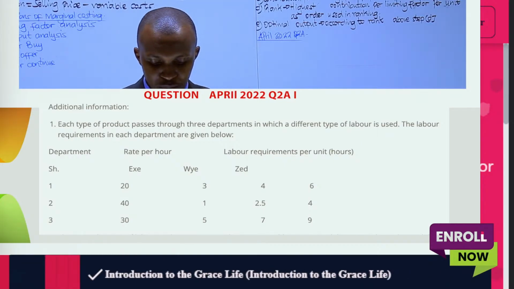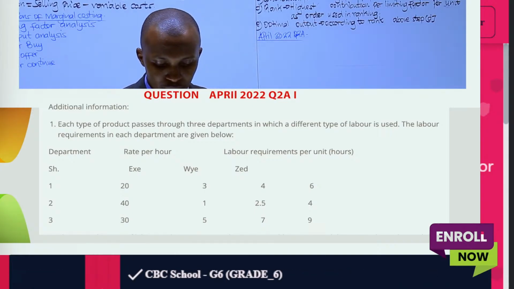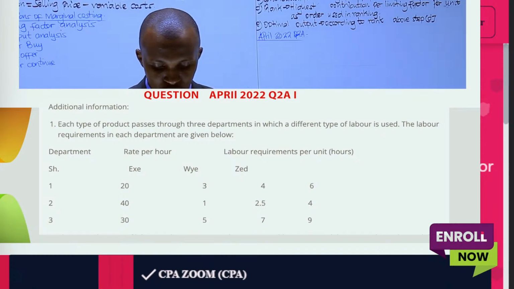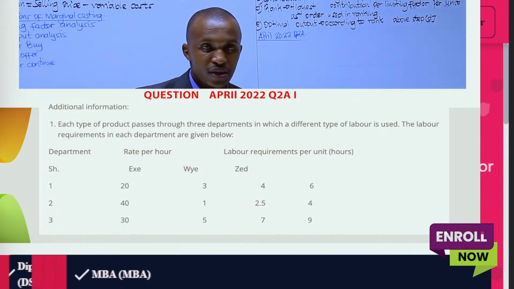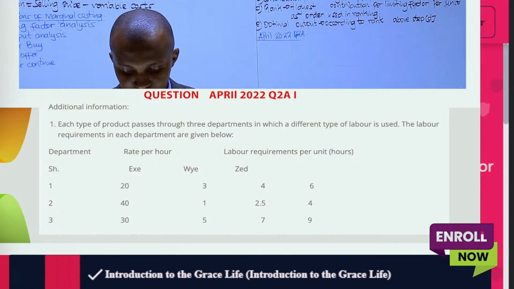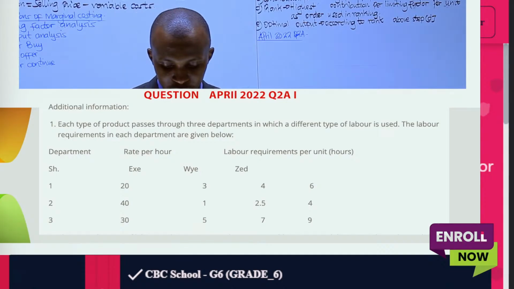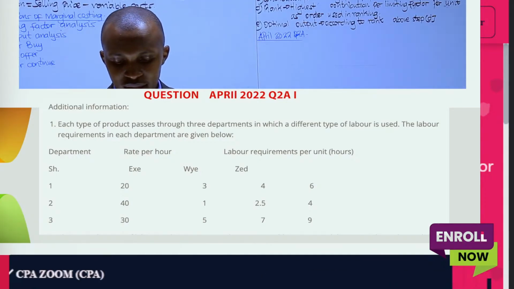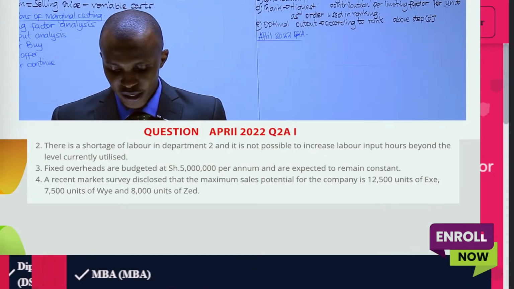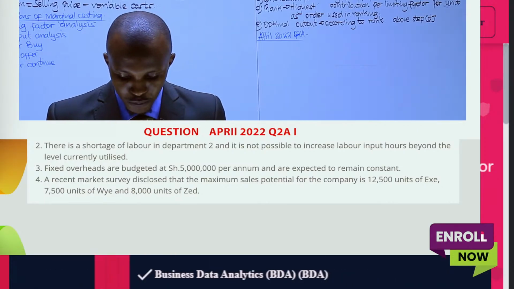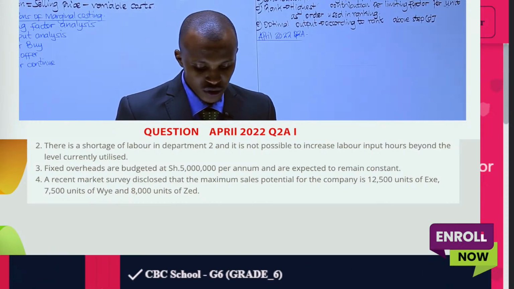Additional information. Each type of product passes through 3 departments in which a different type of labor is used. The labor requirements in each department are given below. Department 1, your rate per hour is 20 shillings, where X requires 3 hours per unit, Y 4 hours per unit, Z 6 hours per unit. Department 2, the rate per hour is 40 shillings. Your labor requirements are 1 hour per unit in X, 2.5 hours in Y, 4 hours in Z. Department 3, your rate per hour is 30 shillings. Your labor requirements per unit of X is 5, Y is 7, and Z is 9.